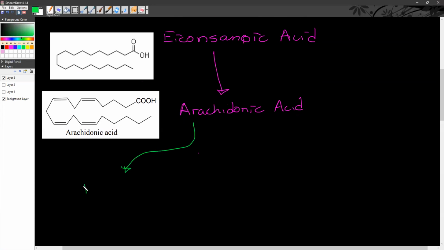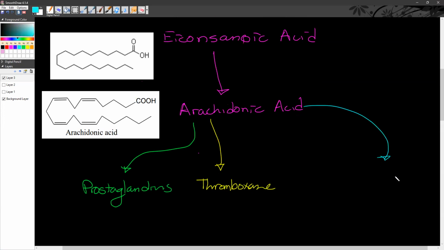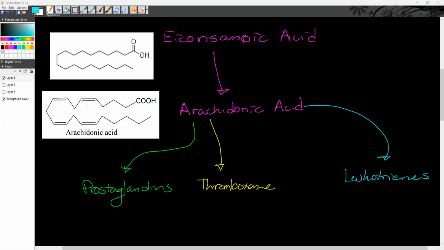So we can have the prostaglandins, we can have our thromboxane, and in the other pathway, we can have our leukotrienes. Each one is going to be derived from the fact that this arachidonic acid has this funky little almost ring shape. And because of that, we're going to end up getting some pretty interesting chemistry coming out.